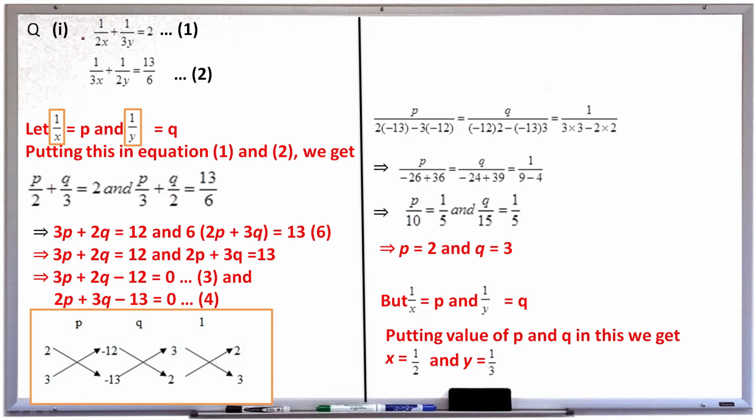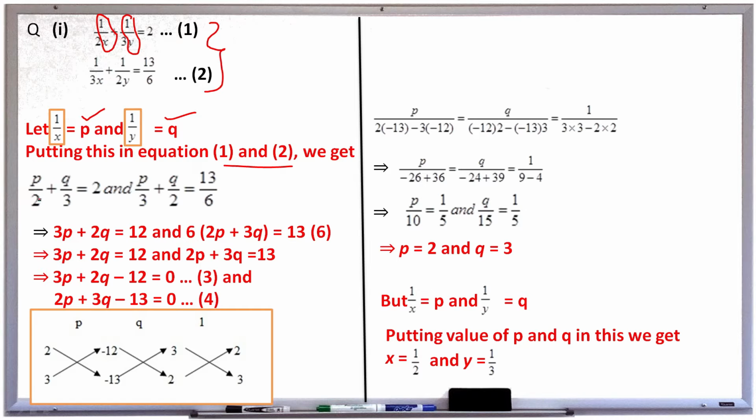Question number 1: 1 by 2x plus 1 by 3y is equal to 2, and 1 by 3x plus 1 by 2y is equal to 13 by 6. Now these two equations we are going to reduce to a pair of linear equations. For that, we can take 1 by x as p and 1 by y as q.